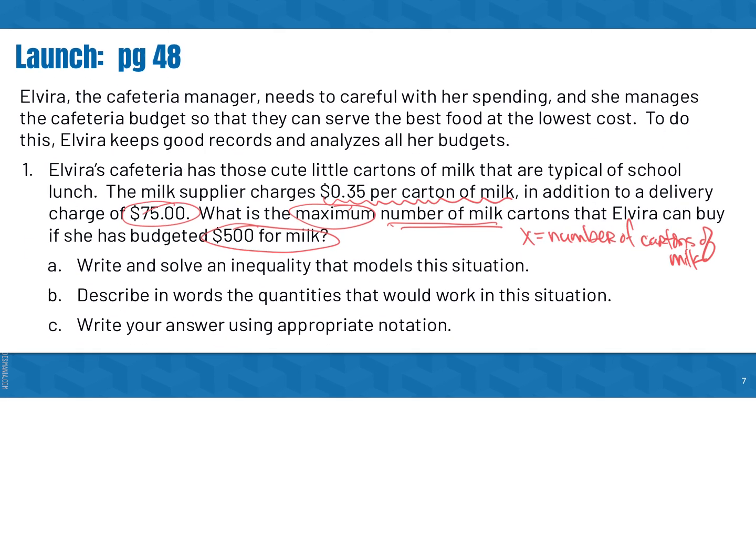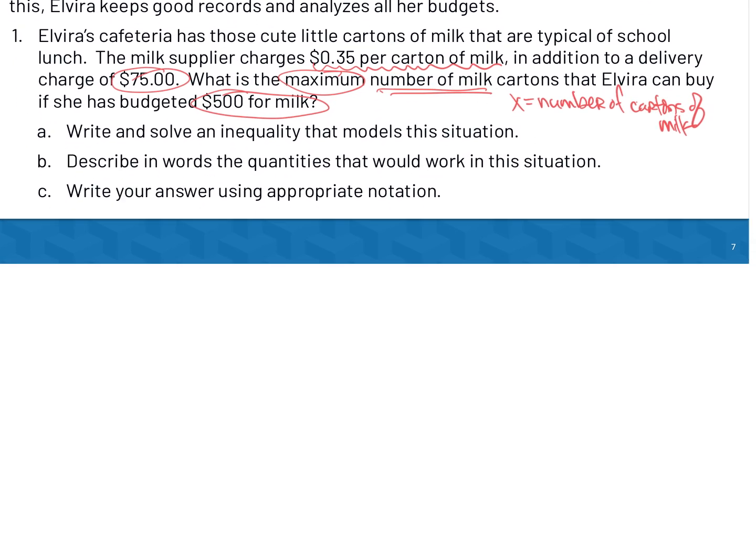Okay, and I'm going to move this up so we can write an equation. So I know $500, and I kind of do this backwards, so I do apologize on this. But I know $500 is the max. So that means I can spend less than or equal to, in a way. I know that I'm going to spend $75 no matter what. And then I don't know how many cartons there are, but I do know that there's 35 cents per carton. So this is the equation that goes along with this story. So let's go ahead and solve this.